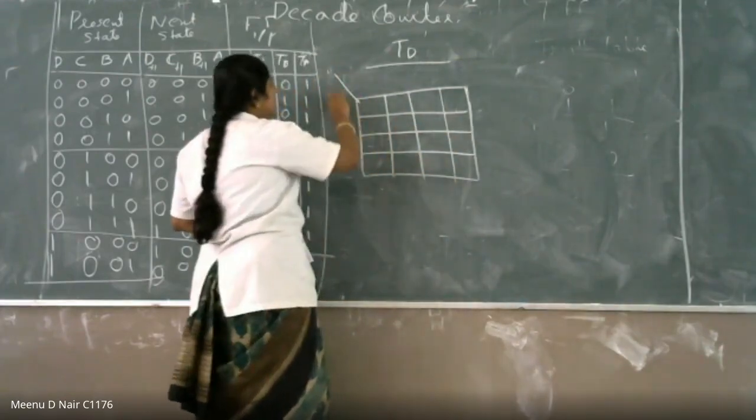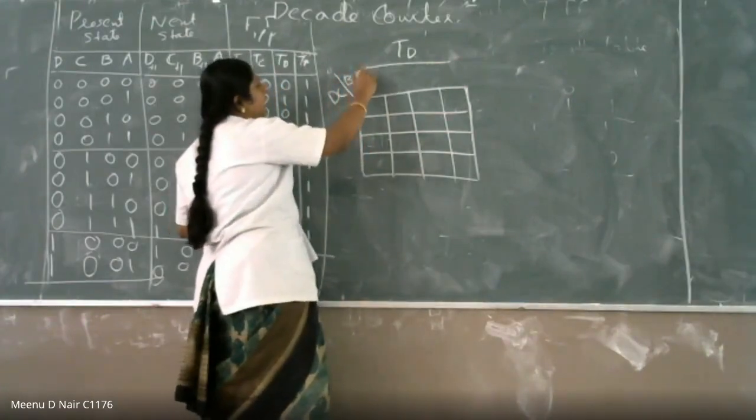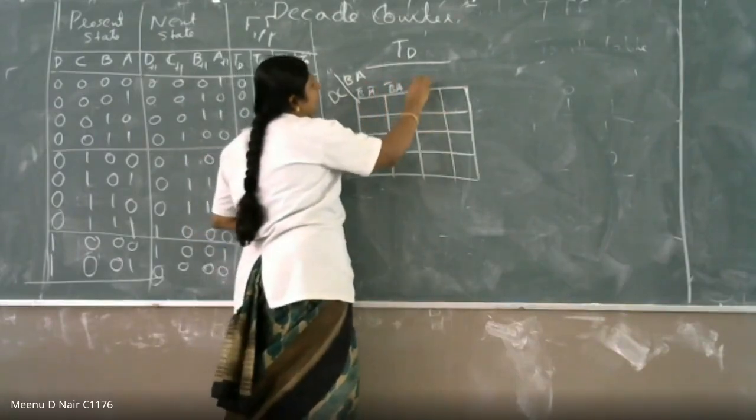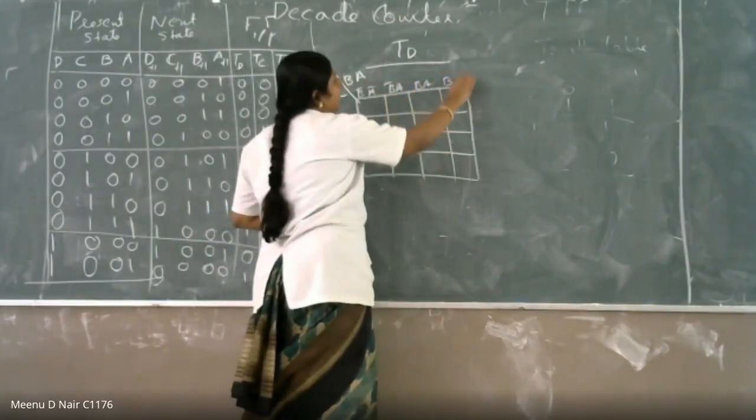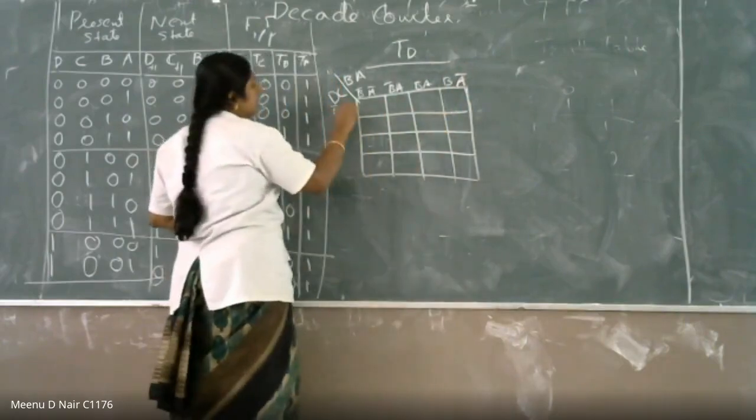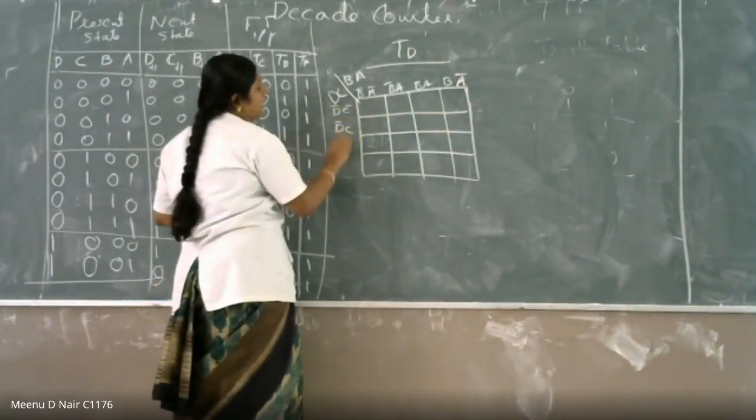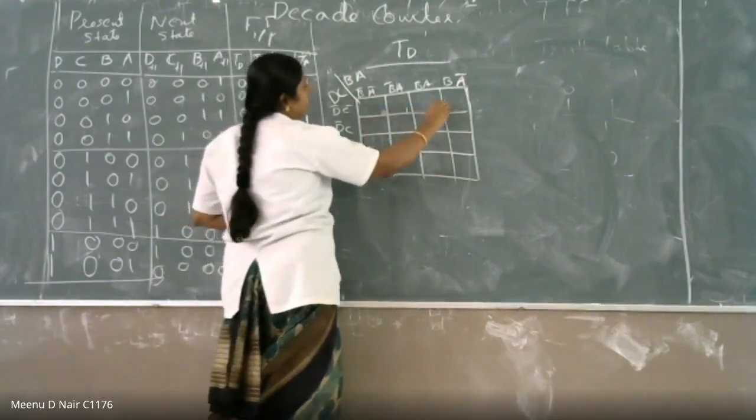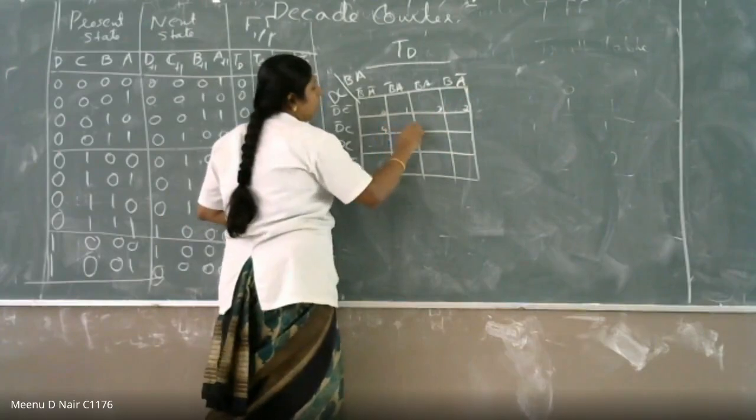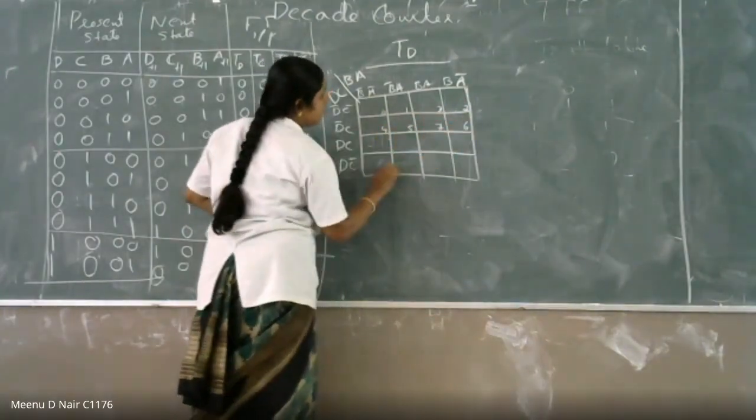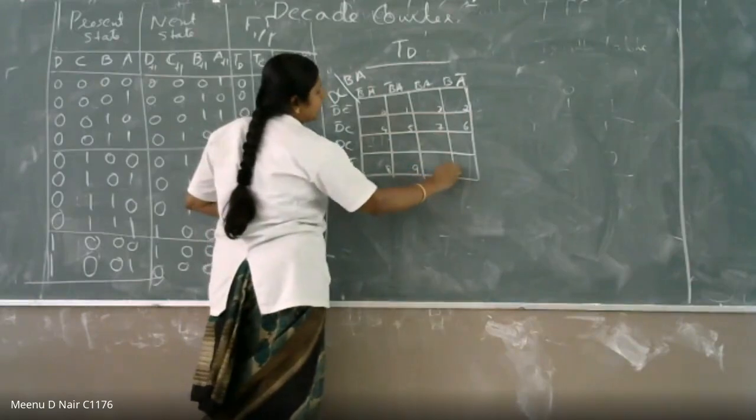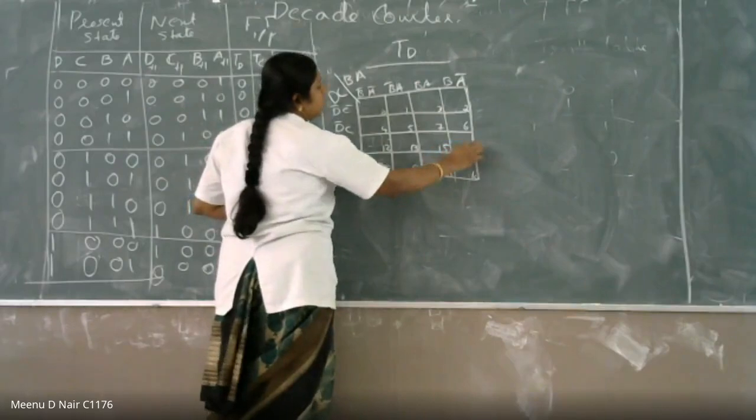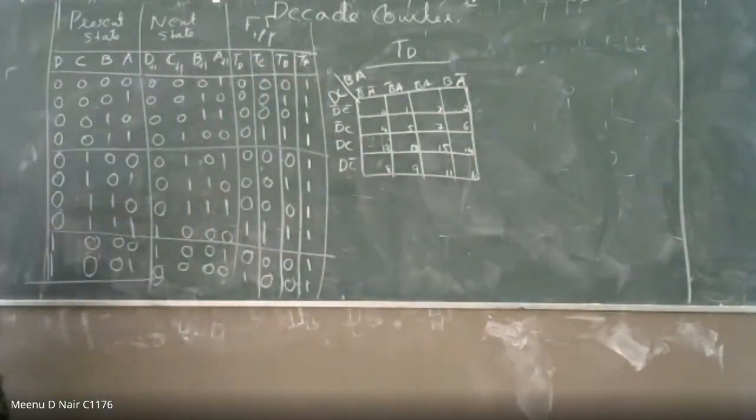And this one is B, A and D, C. This is B bar A bar, B bar A, B A, B A bar. This is D bar C bar, D bar C, D C, D C bar: 0, 1, 3, 2, 4, 5, 7, 6, 8, 9, 11, 10, 12, 13, 15, 14. Okay. So how to put those numbers here?